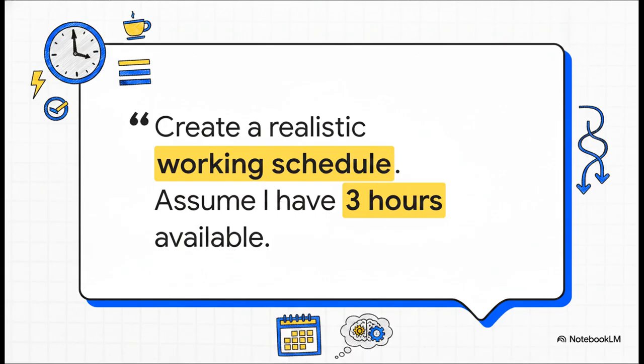We set a strict boundary. We say, assume I have 3 hours available. By telling the AI the actual reality of your day and reminding it to include short breaks, you get something you can actually use rather than a fantasy wish list of tasks.